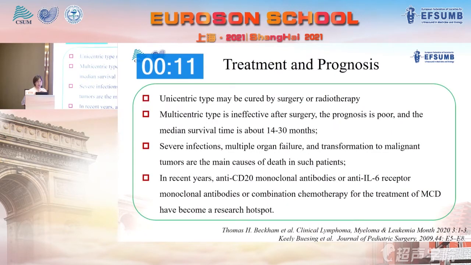As to the treatment, the unicentric type may be cured by surgery, and the multicentric type is ineffective after surgery. The median survival time is only 14 to 30 months. Severe infections, multiple organ failure, and transformation to malignant tumors are the main causes of death. In recent years, monoclonal antibodies and combination chemotherapy have become a research hotspot. That's my case report. Thank you very much.